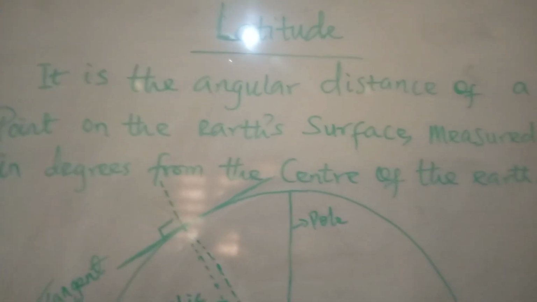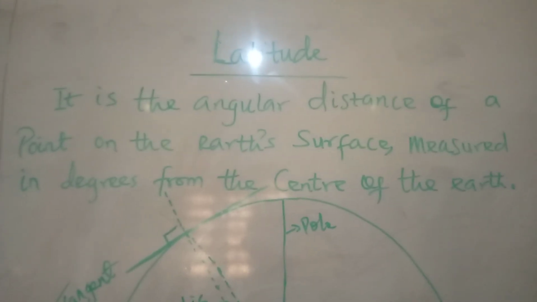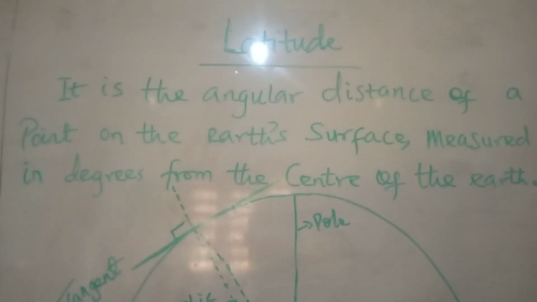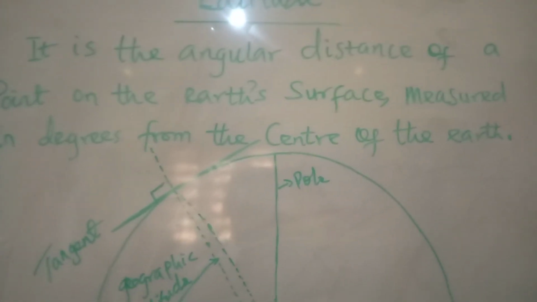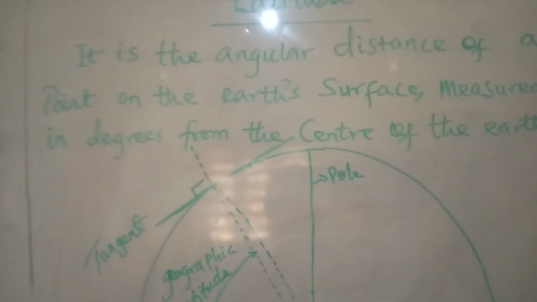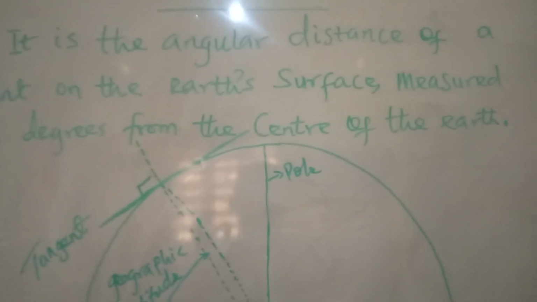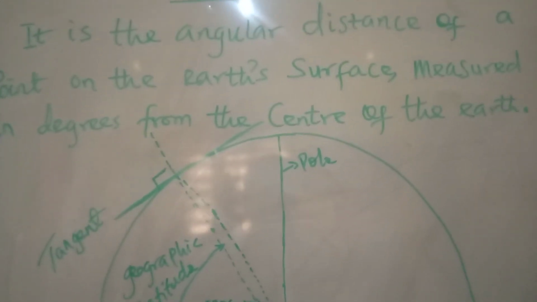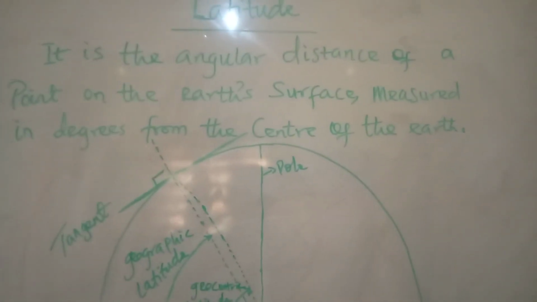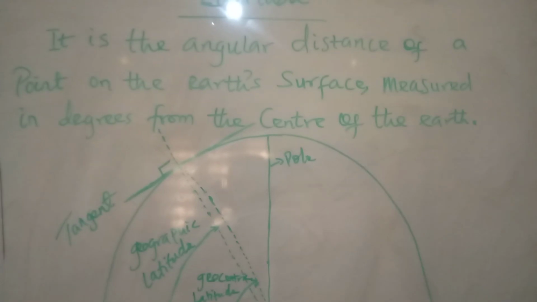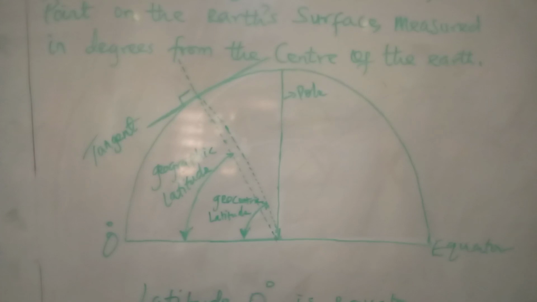All right, now the definition of latitude. Latitude is the angular distance of a point on the Earth's surface measured in degrees from the center of the Earth. You see, angular means angle. It is talking about angle. It is the angular distance of a point on the Earth's surface measured in degrees from the center of the Earth. Look at this diagram.